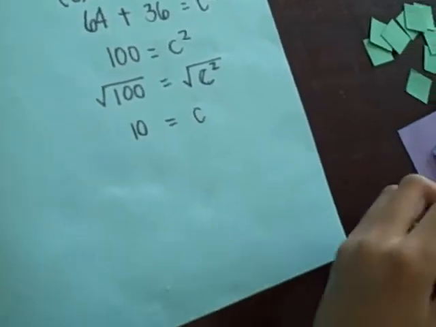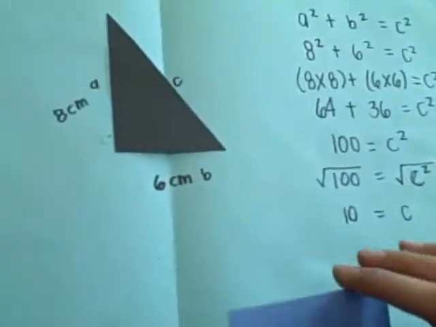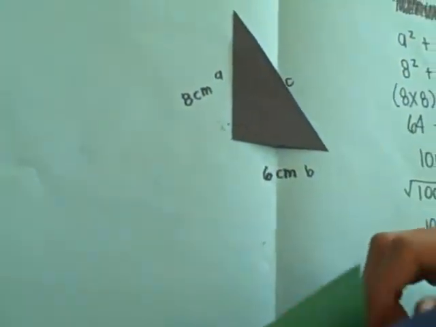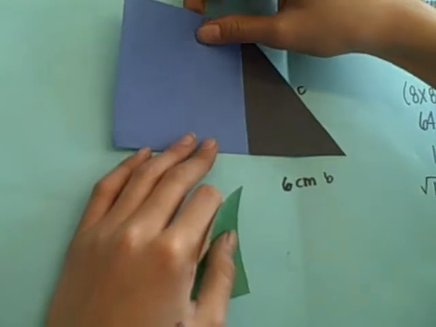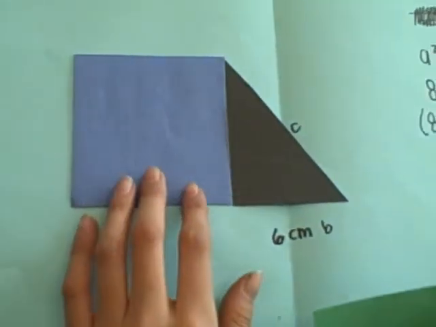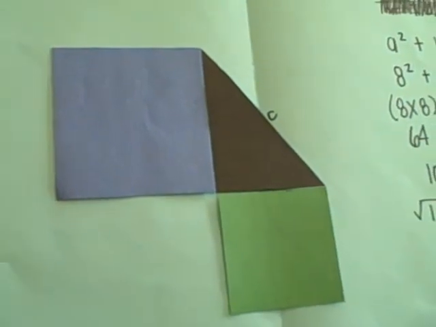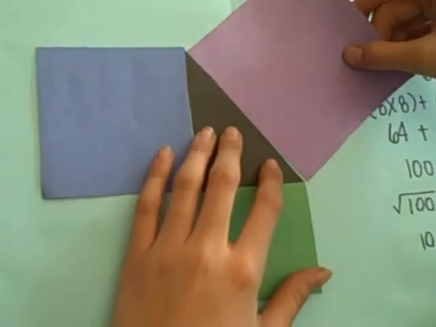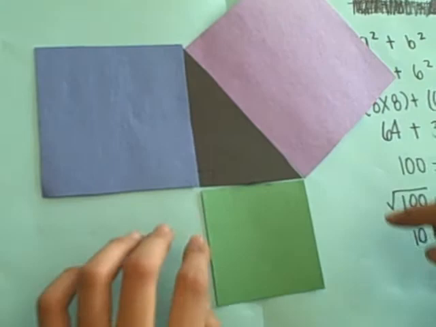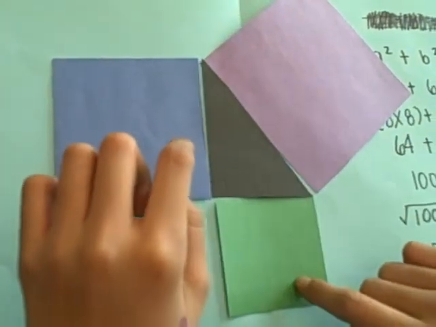we have a 6 by 6 triangle. 8 by 8 triangle. Square. And 6 by 6 square. And we have 10 by 10 square. To get this square, we added up this square and this square.